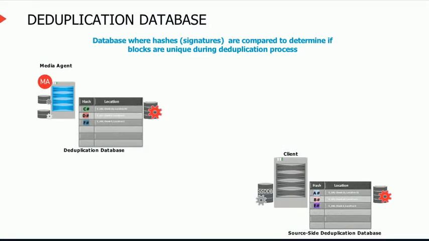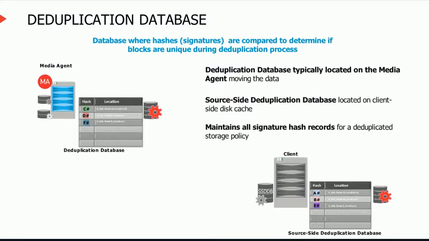When we discuss the deduplication database, we are referring to a database where hashes, also known as signatures, are stored and compared to determine if particular blocks of data are unique. The deduplication database is typically located on the media agent assigned to movement of a particular dataset. In the case of source-side deduplication, a client-specific table is located on a disk cache within that client. Each storage policy has a deduplication database associated with it, and that database maintains all the signature hash records for the storage policy.